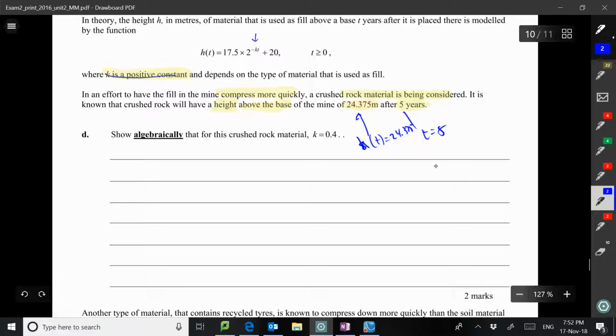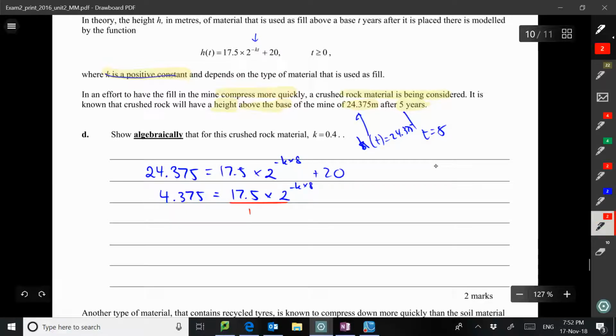So h of t is equal to 24.375 equals 17.5 times 2 to the power of negative k times 8, because 8 is the time, plus 20. Solving it, minus 20 on both sides, so now that becomes 4.375 equals 17.5 times 2 to the power of negative k times 8.